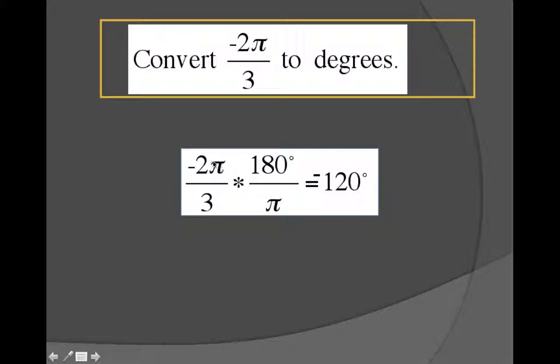Those are going to divide out, and I'm going to have negative 2 times 180 divided by 3, which is negative 120. If I'm going to do this in my head, I'm going to look at this and say 180 divided by 3 gives me 60 degrees times negative 2 is negative 120. That's, to me, the quickest way to do that without a calculator.